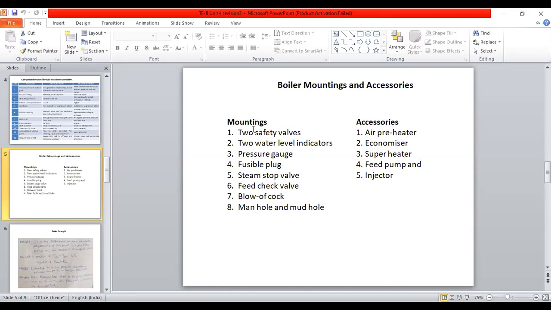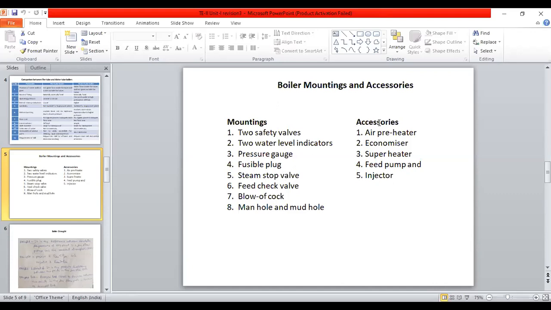These are the mountings usually installed on the boiler. The first ones are two safety valves, two water level indicators, pressure gauge, fusible plug, steam stop valve, feed check valve, blow off cock, manhole and mud hole, etc.